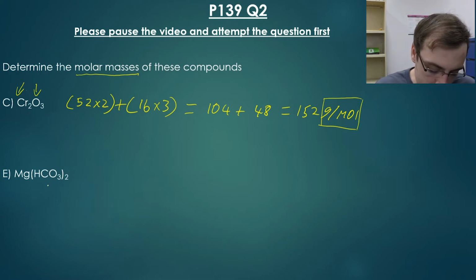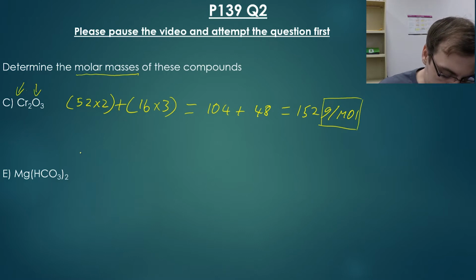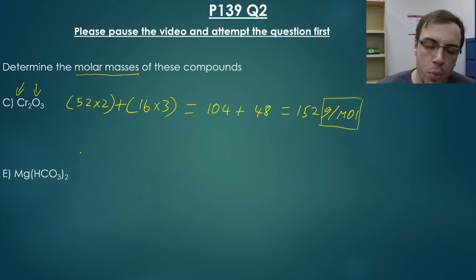Now let's look at another one here. This one's a little bit more tricky. So we've got Mg(HCO3)2, with the 2 in brackets. So this is where it's very important to know the composition of a compound and know what that chemical formula is trying to tell us.